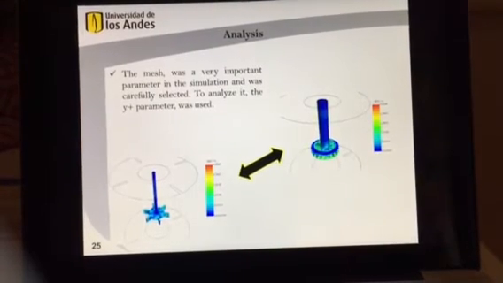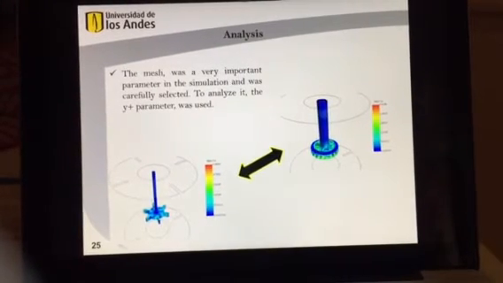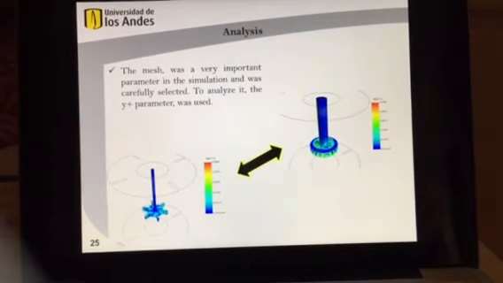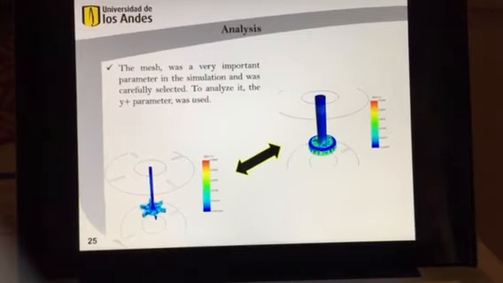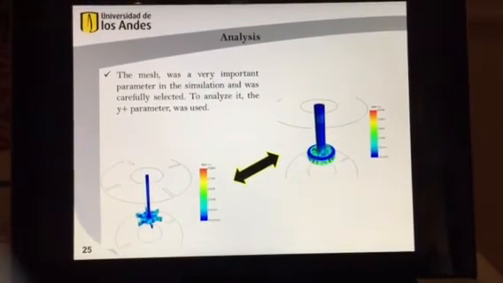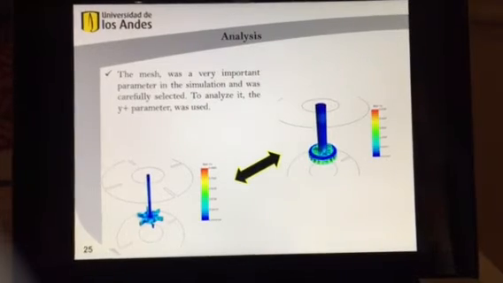Taking into account that the mesh was a very important parameter in the simulation and was carefully selected, we chose the y plus parameter to analyze it. The y plus parameter gives information about the quality of the mesh and so the results. For this case in particular, it was possible to observe that for both cases there was an increment when the Reynolds number was increasing, due to a turbulent flow that is affected by the presence of walls.